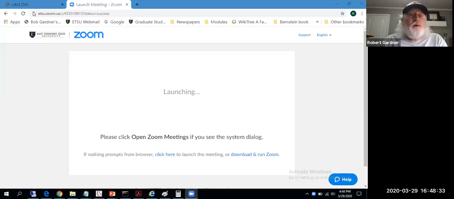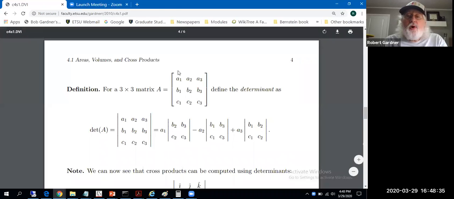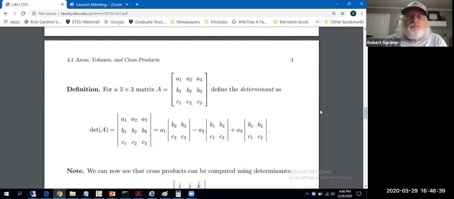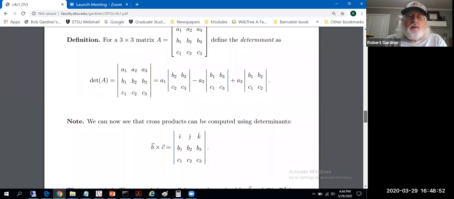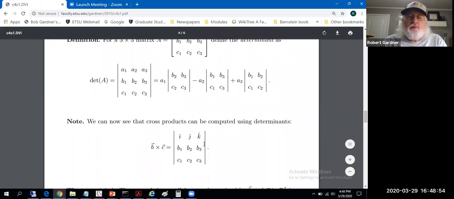Welcome back. Okay, let's finish up Section 4.1 and our motivation and definition of some determinants. We left off last episode having computed cross products of vectors in terms of components by a certain little almost algorithmic trick.